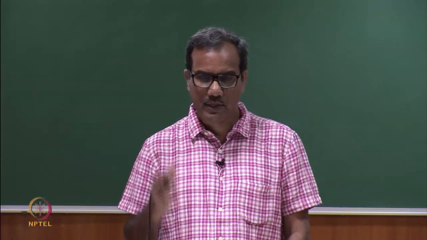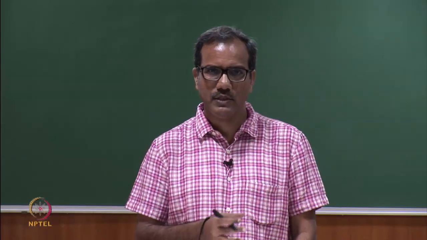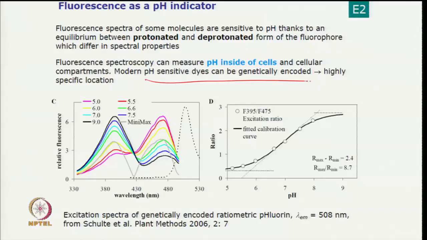So, fluorescence spectroscopy can measure pH inside of the cells and cellular compartments. Modern pH sensitive dyes can be genetically encoded, and that is why it is highly specific, it has highly specific locations. Now, here look at the fluorescence with wavelength for a dye, which is pHluorin, and now you look at what happens when I go from pH 5 to 9. Here you see this is pH 5 and this is pH 9.